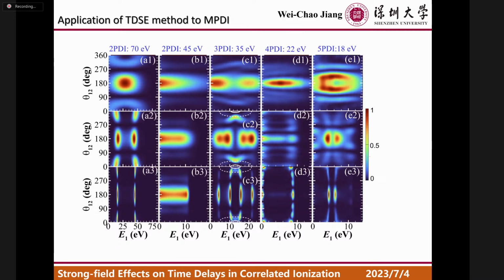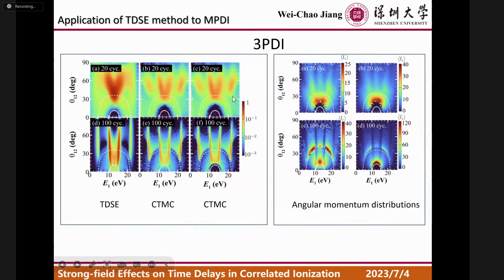And we have used classical trajectory Monte Carlo simulations to account for this electron correlation at large distance from the core. The CTMC calculation was done by Christoph. And we found, very surprisingly, that this electron correlation at large distance also requires a very large angular momentum in our calculations.